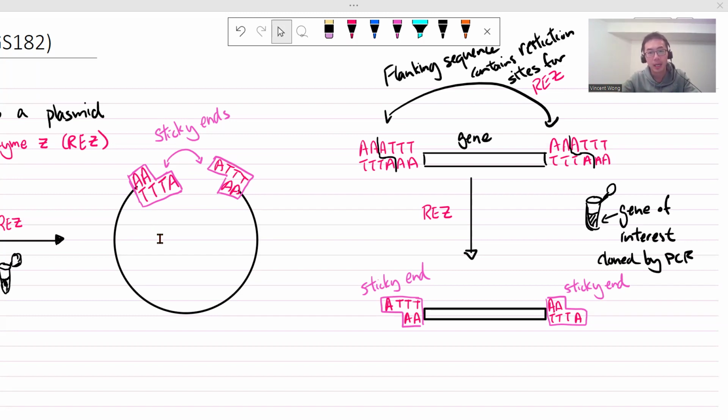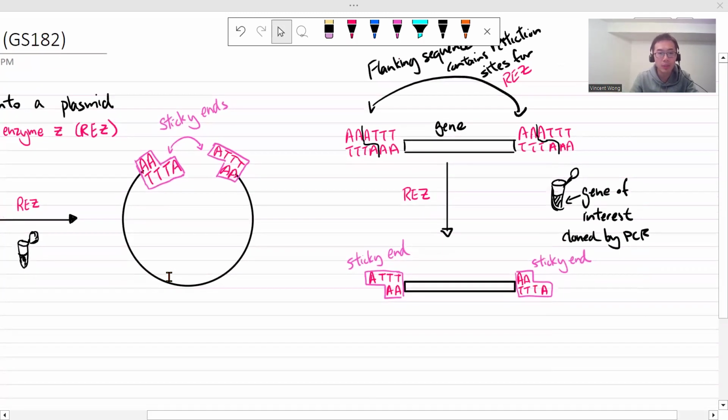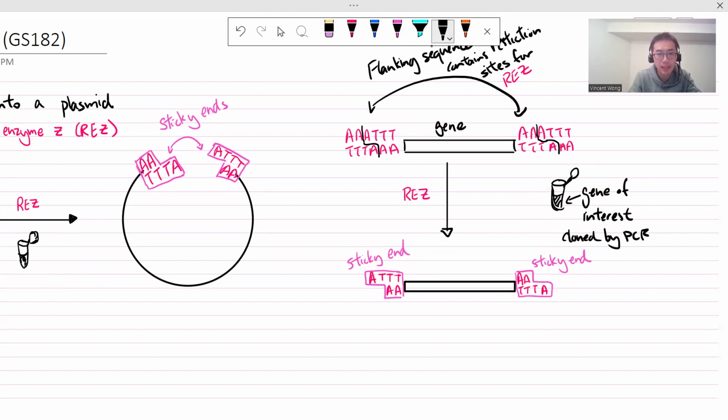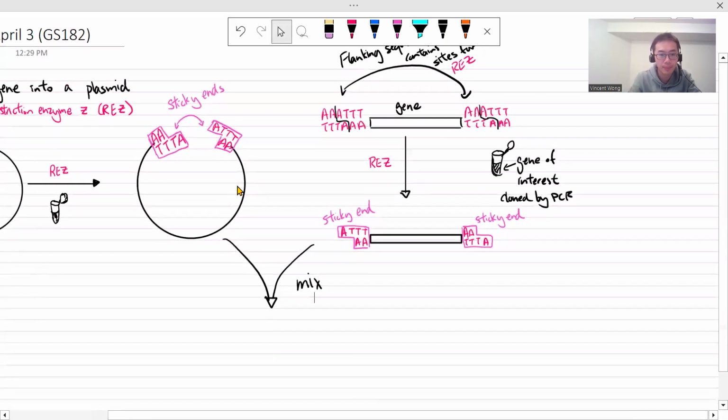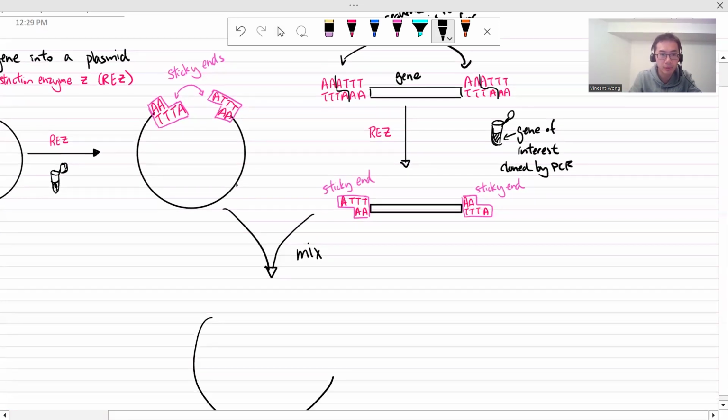All right. So what we do next is we actually take the content of this tube and we mix it with the content of that tube. Right? So we mix them together. And in the end, you will get this. See if you understand it. There is gonna be the plasmid.